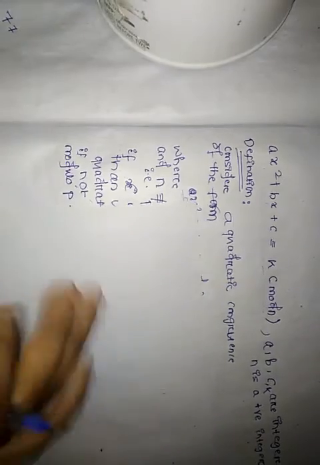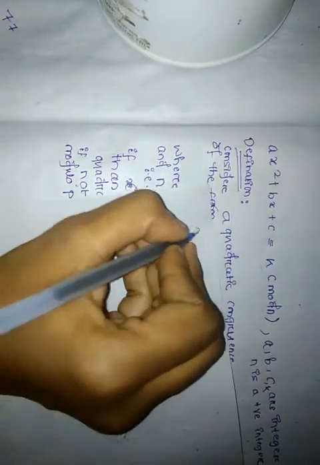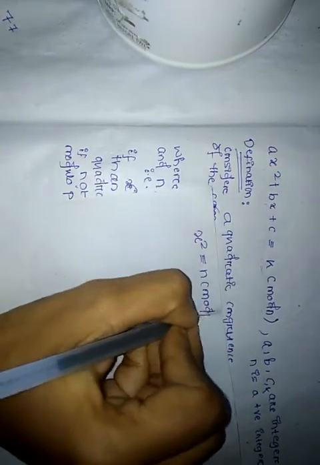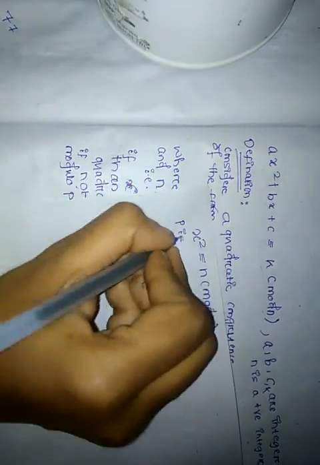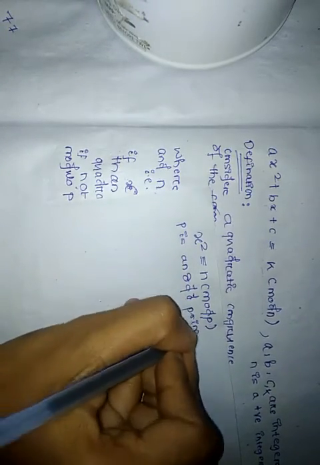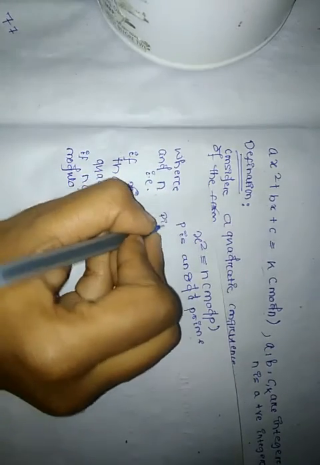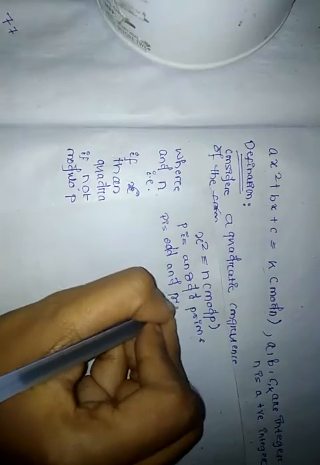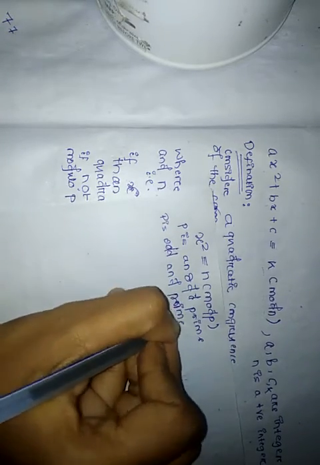So we have a congruence, and I'm going to explain it further. x² ≡ n (mod p), where p is an odd prime. Odd prime means p is odd and prime. Actually, all the primes are odd except one, which is nothing but 2. So there is one and only one even prime, which is 2.